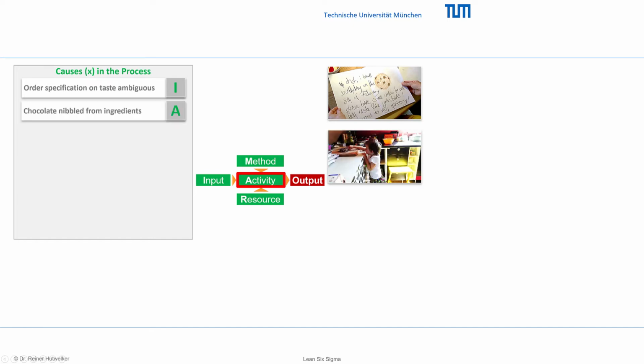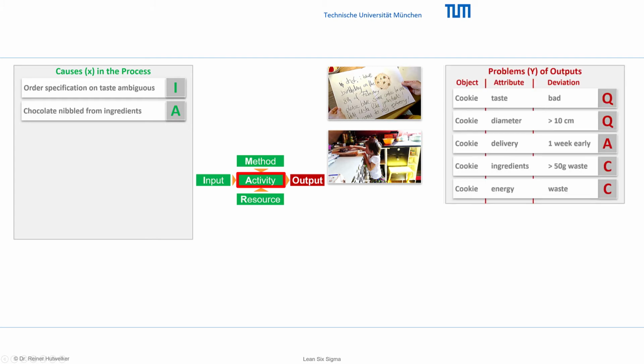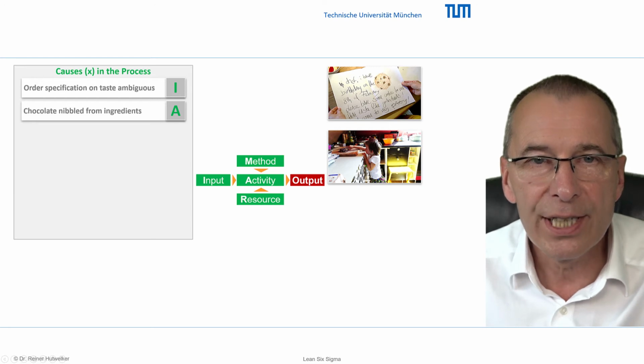Surely you have observed that our chef nibbled chocolate from the ingredients and dough. These activities probably have a negative influence first on the ingredient mix and finally on the cookie taste. Please note, activities are not objects. They have no attributes and thus cannot have and cannot be a problem. But activities can trigger, transmit, and amplify problems of an output.